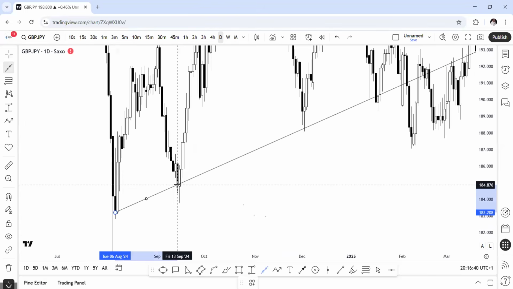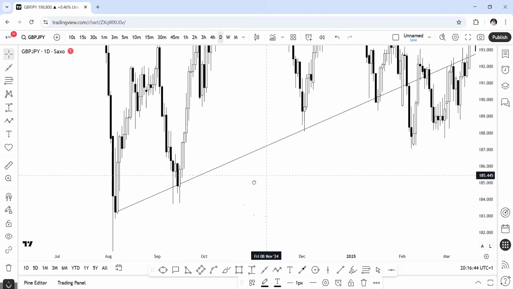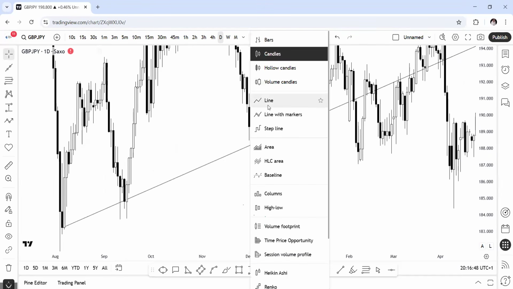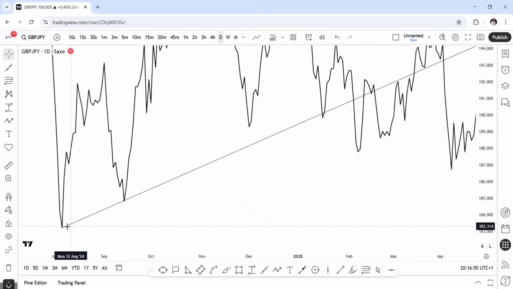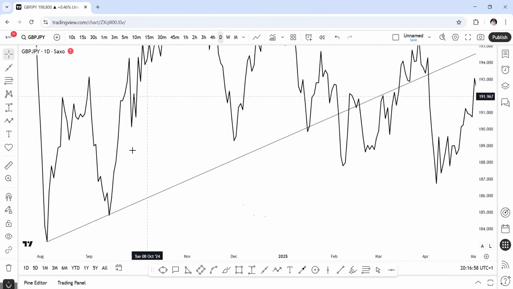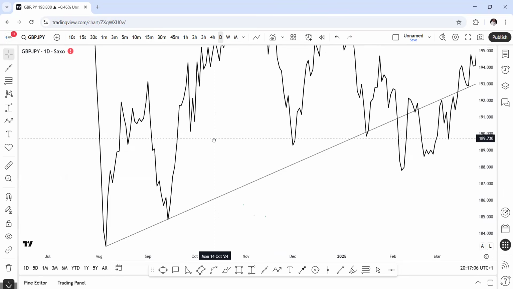Always use the line chart so that you will not get too much noise from the wick of the candlestick. Use the line chart to get your sharp edge. That's where you want to hook the trend line. If you are new to the trend line hooking methodology, focus on the sharp edge. That is the close of the candlestick in a line chart.